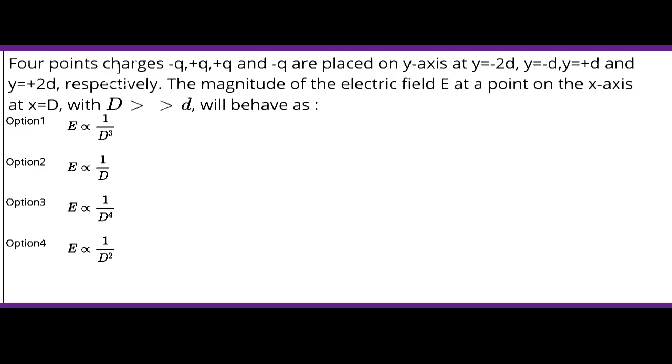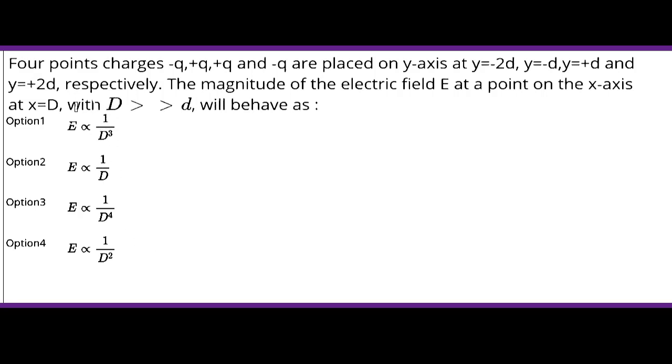Hello everyone, so our question is: four point charges, minus q, plus q, plus q and minus q, are placed on the y-axis at y equals minus 2d, y equals minus d, y equals plus d and y equals plus 2d respectively. The magnitude of electric field E at a point on the x-axis at x equals capital D, with capital D very much greater than small d, will behave as.